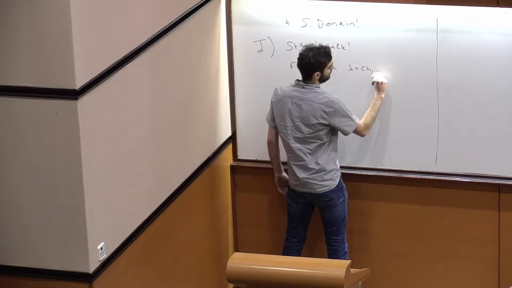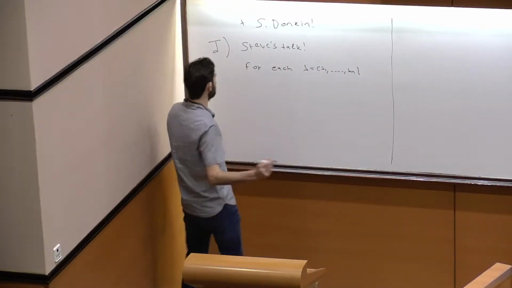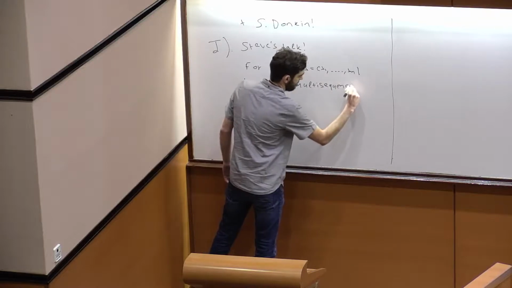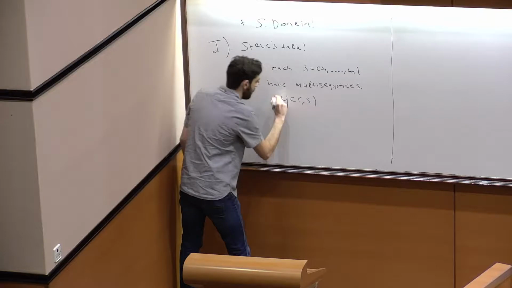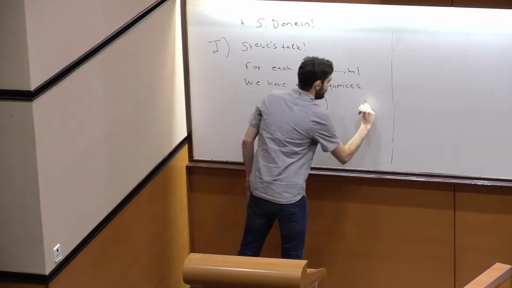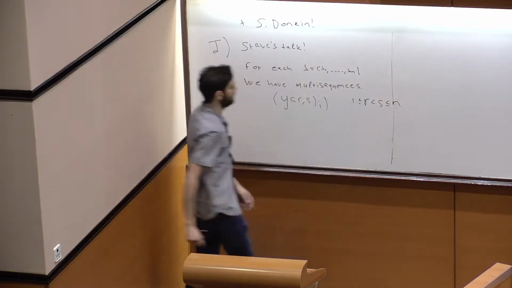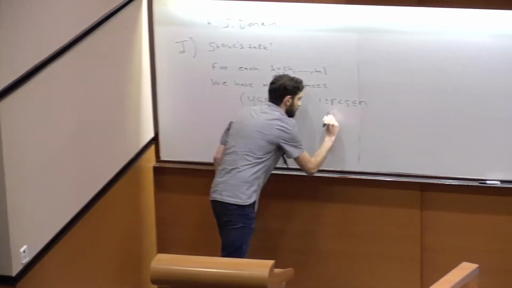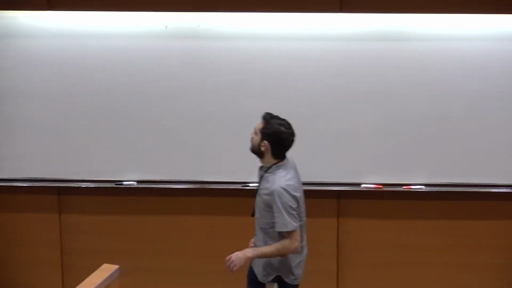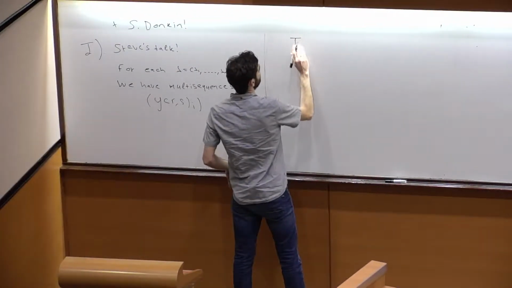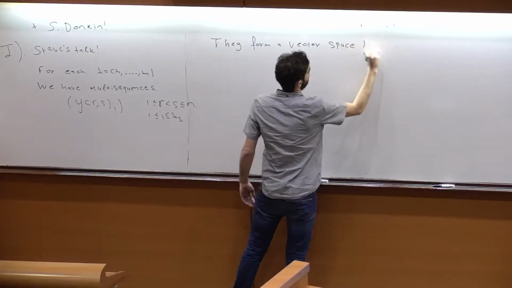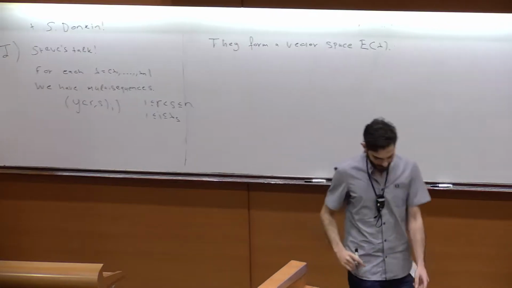For each lambda, we have multi-sequences. These R is going from 1 to less than S here, and I is from 1 to lambda S. And these multi-sequences satisfy certain relations, and also they form a vector space altogether, that we denote by lambda.